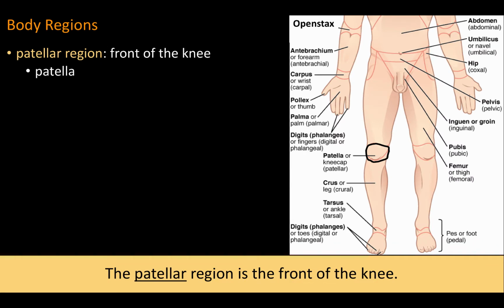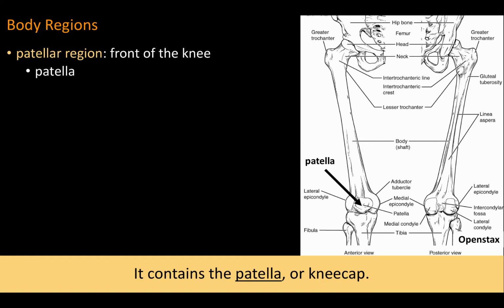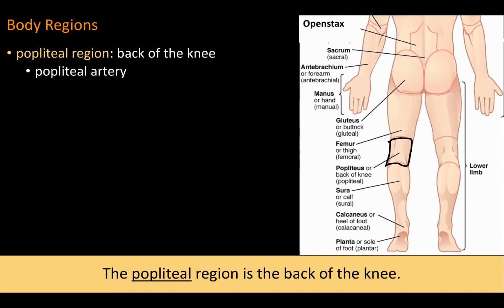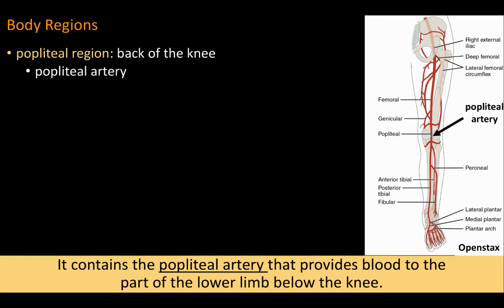The patellar region is the front of the knee. It contains the patella, or kneecap. The popliteal region is the back of the knee. It contains the popliteal artery that provides blood to the part of the lower limb below the knee.